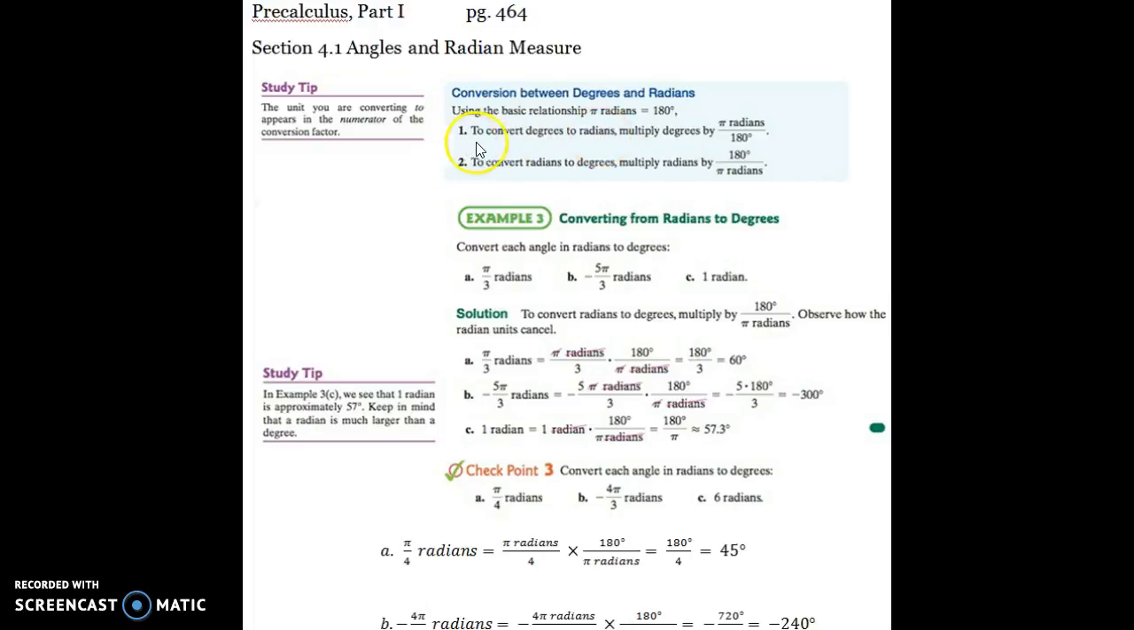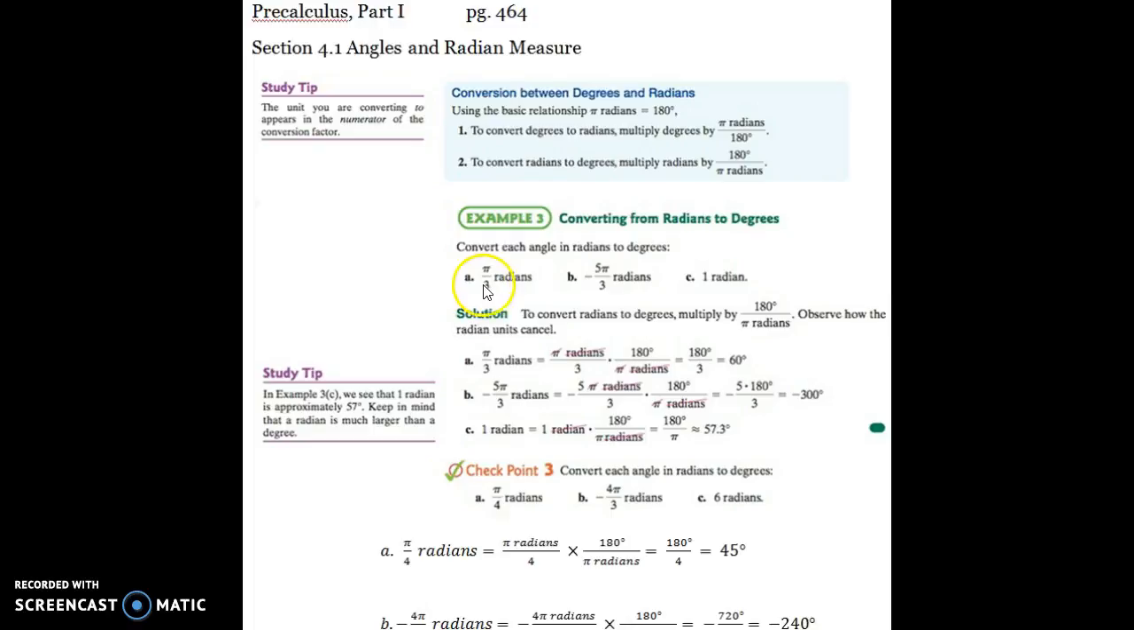So for example, if I'm converting from degrees to radians, I want radians, which means my pi radians goes on top and the degrees goes on the bottom. If I'm converting from radians to degrees, then I want to multiply by 180 over pi because I want degrees, which means the degrees goes on top. Okay, so converting from radians to degrees, we're going to use number 2. We're going to multiply by 180 over pi.